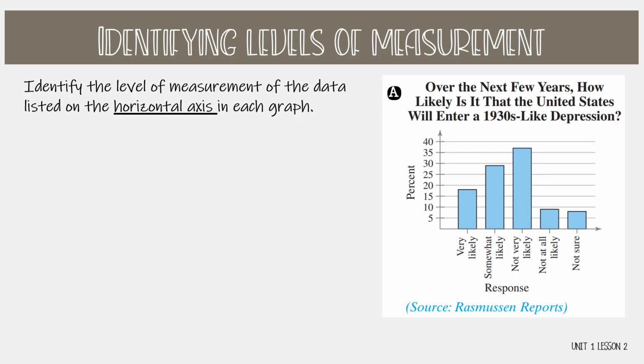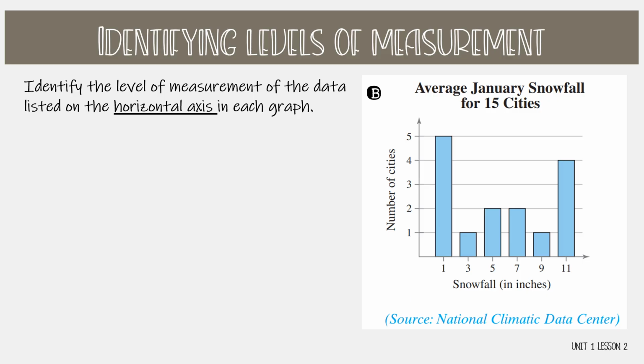Identify levels of measurement. So let's look at the graph. It says identify the level of measurement of the data listed on the horizontal axis. So that's this one. So look at those. They are categorical and they look to be in order. So that is ordinal data. Next one. Still, we're looking at the horizontal axis, which is snowfall in inches, and that is ratio level of measurement.